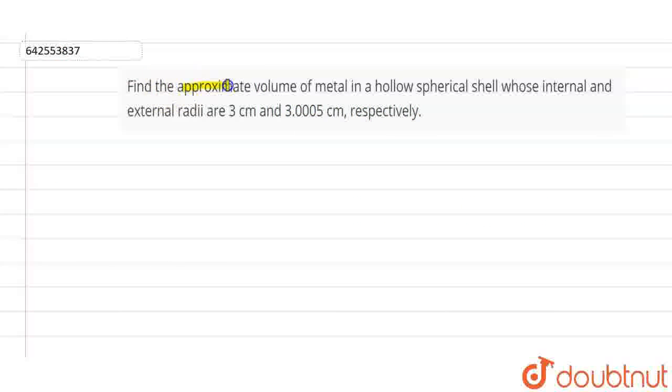Okay, so the question is: find the approximate volume of metal in a hollow spherical shell whose internal and external radii are 3 centimeter and 3.0005 centimeter. Right. So we will start with the solution first.